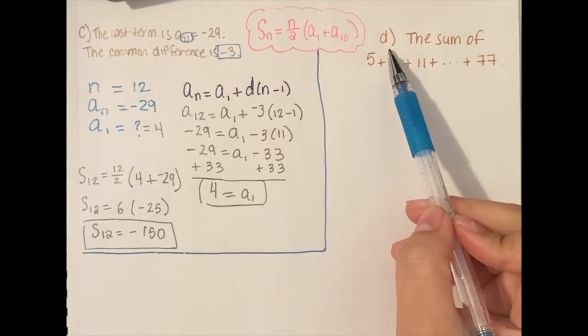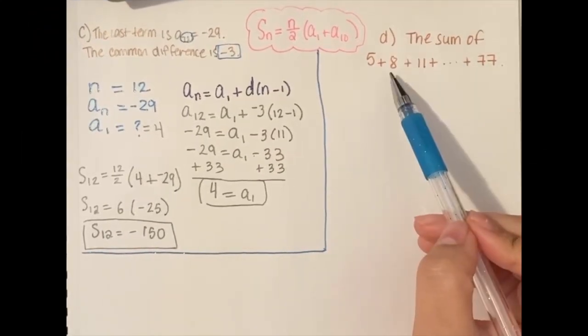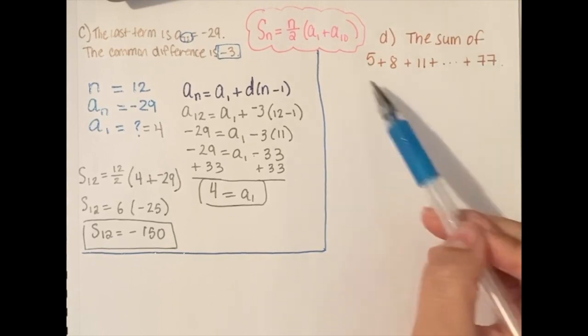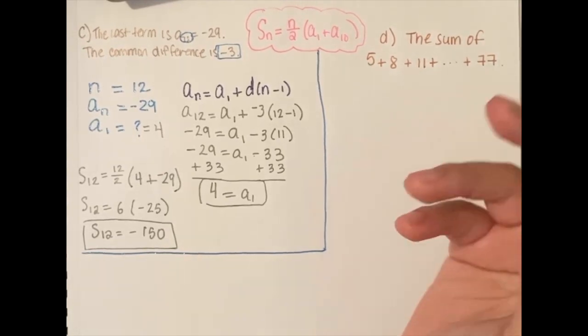I feel like example D is the most complicated yet because they still want you to find the sum of this sequence and all they give you is the sequence. The first term is 5.